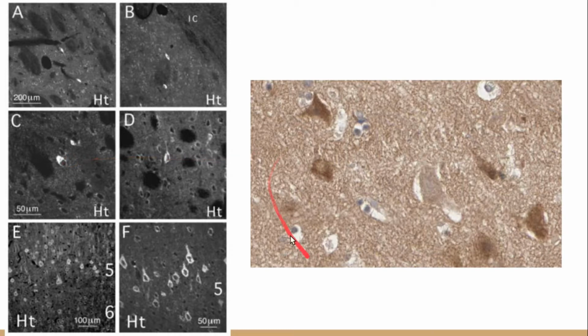On the right is an image I pulled from the Human Protein Atlas. It's a really amazing tool if you haven't used it yet. And this is a Huntingtin-stained section of the cerebral cortex from a normal individual. So again, diffuse staining in neurons, nothing too fascinating.